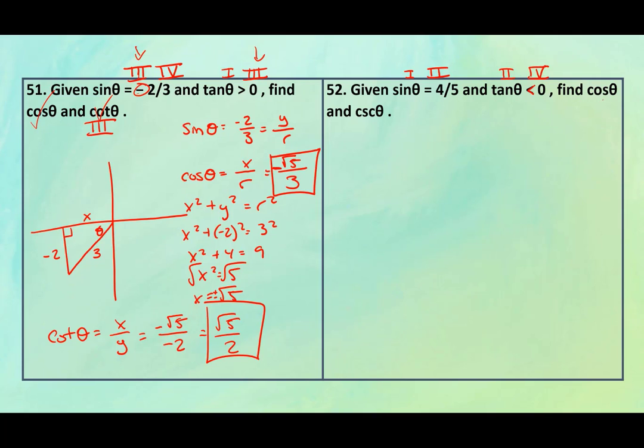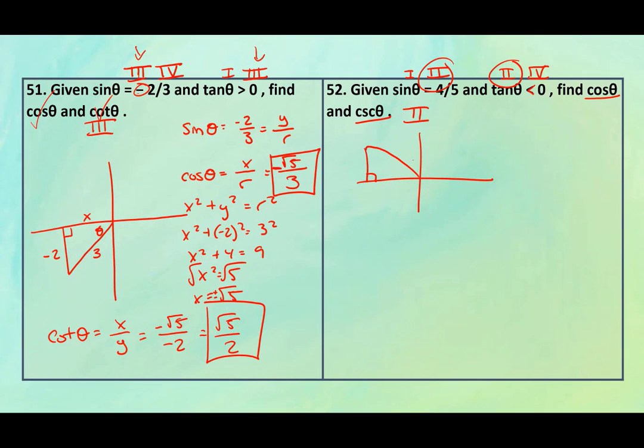Okay, so what we need to do is find cosine and cosecant. What we're given again is that these are both in the second quadrant. So we're looking for something in the second quadrant. Again, I like to sketch this out, what we're given, right?